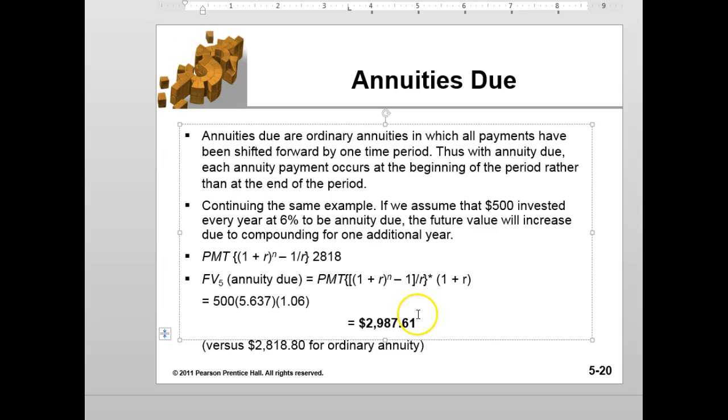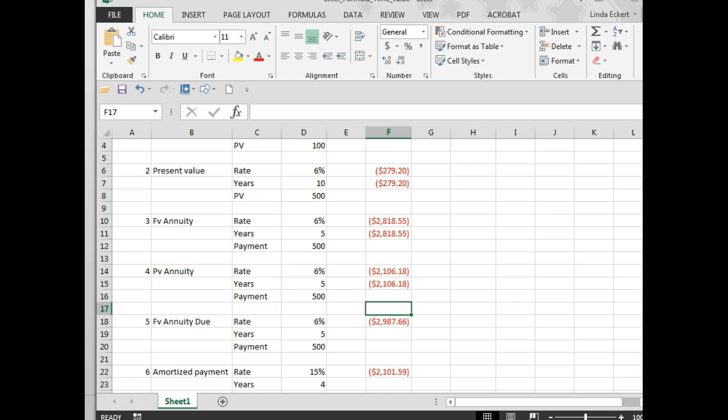Now, what's the easiest way to calculate this? Well, it's time to go to the good old Excel. And here's our formula. We're using the same formula, future value, same numbers here. The only difference is we've added a 1 on the end of this formula.